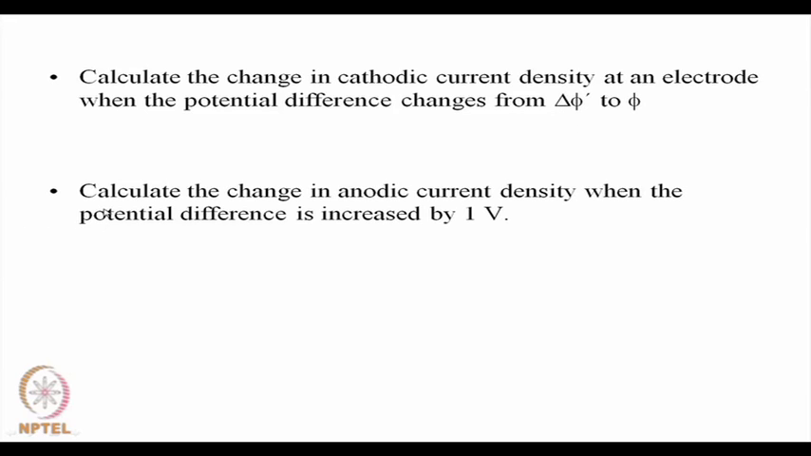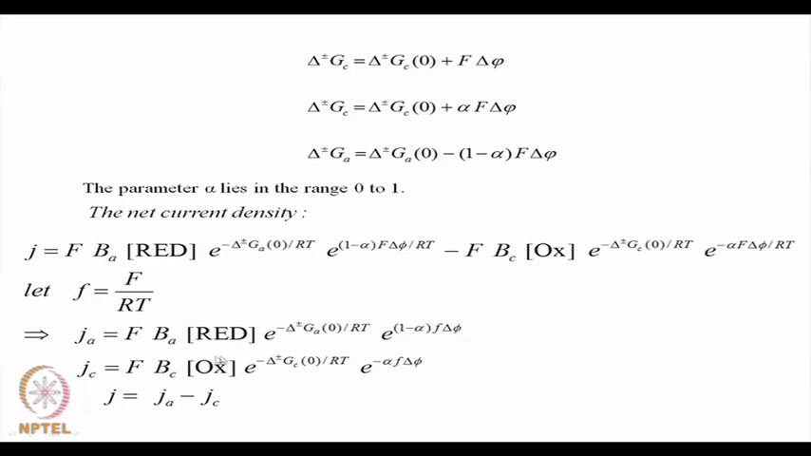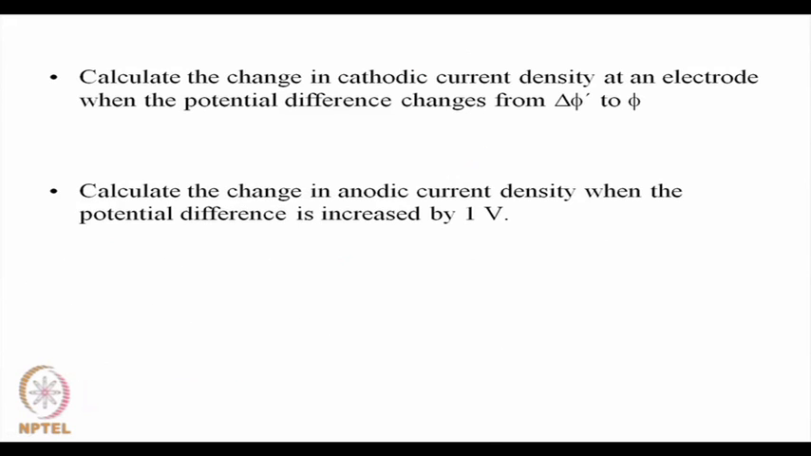Okay. Next is to calculate the change in anodic current density when the potential difference is increased by 1 volt. In that way you can also find how this is changing. If you change delta phi to some value, or maybe exactly some value like 1 volt, how is this going to affect your cathodic current and anodic current density? Okay.